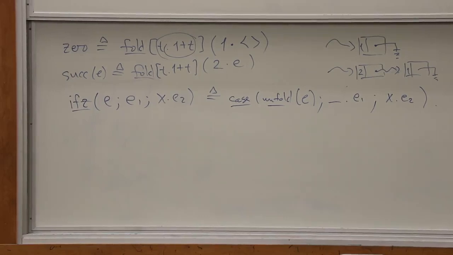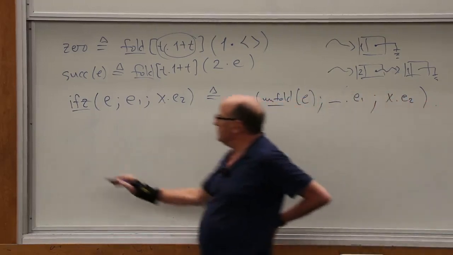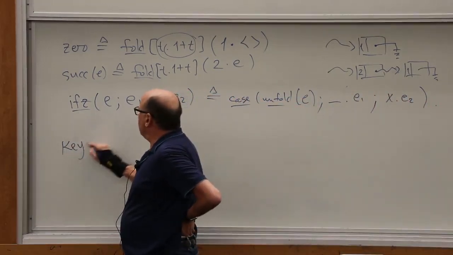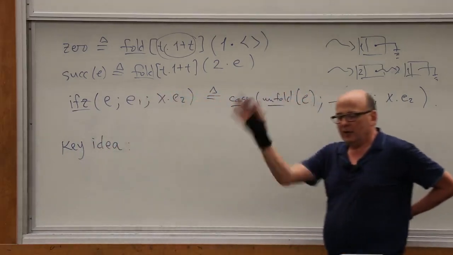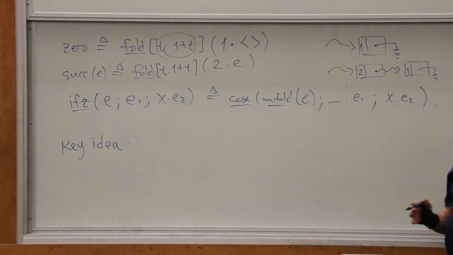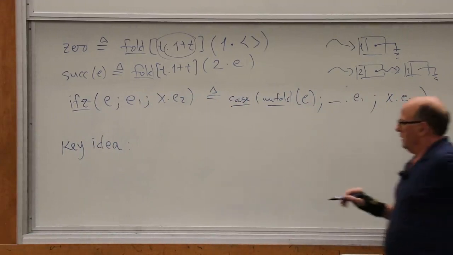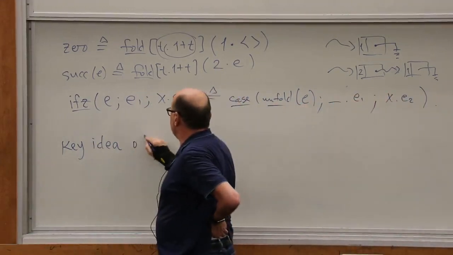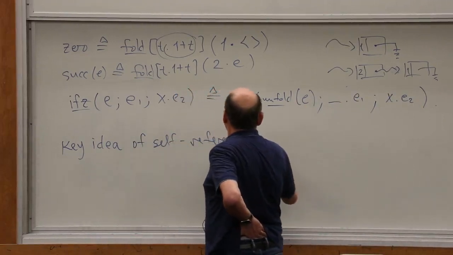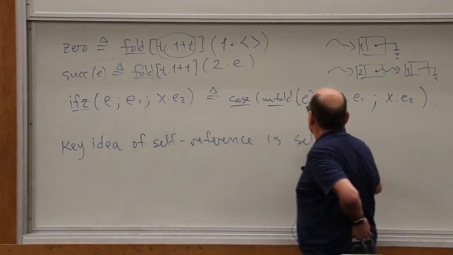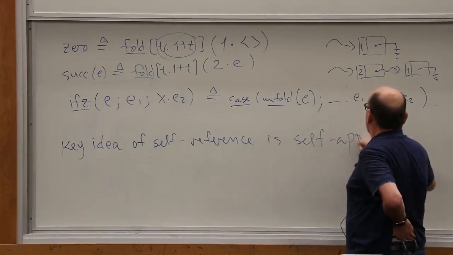So what I want is for us to understand what is going on with self-reference. I'm going to do it in a very direct way. You can also do it in an indirect way via encoding more general untyped mechanisms, but I'll just do it in a direct way. The key idea of self-reference is self-application, so I'll show you what that means.